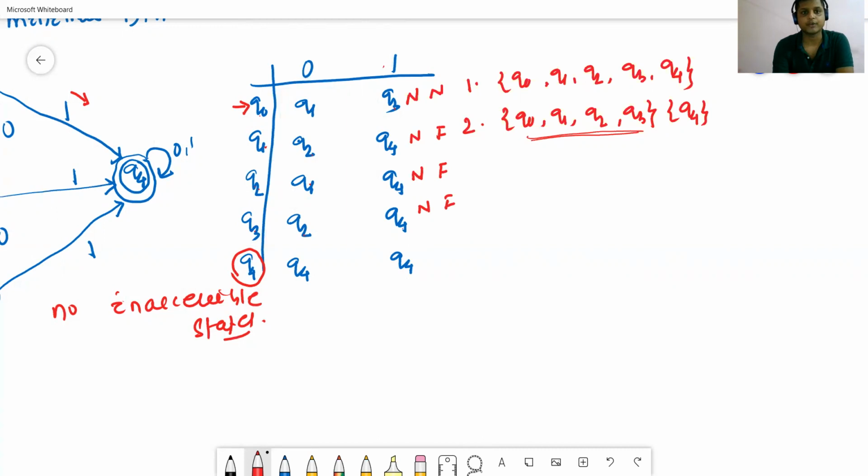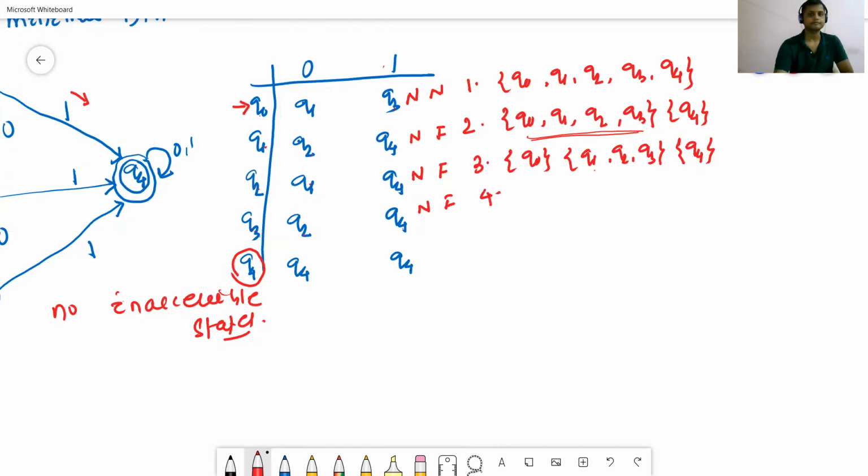Now we can completely separate Q0 from Q1, Q2 and Q3, because Q1, Q2, Q3 reading 0 go to non-final states, and Q1, Q2, Q3 reading 1 go to final states. Now we'll separate Q0, then Q1, Q2, Q3, then Q4. Now we have 3 groups. Now we'll check, can we further divide the states Q1, Q2, Q3?